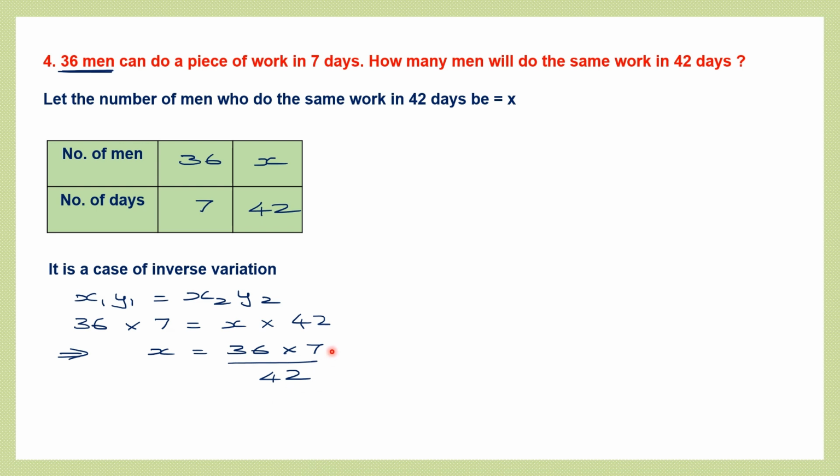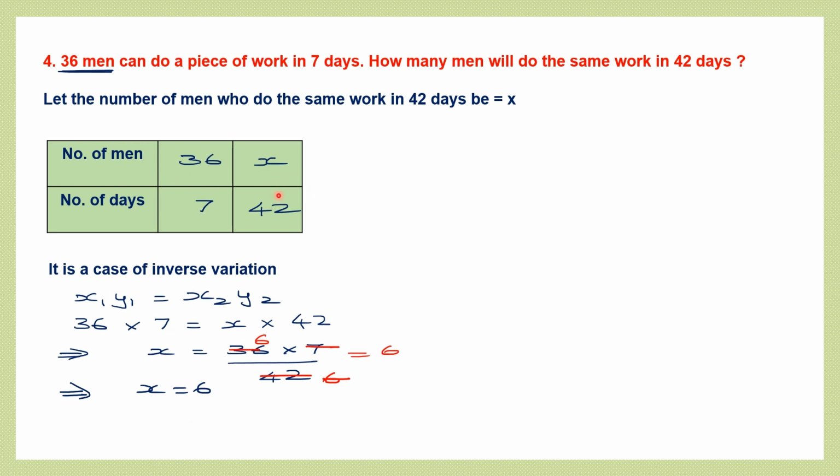Now let's cancel. We can cancel 7 and 42. 7 sixes are 42. We can cancel 6 and 36. 6 sixes are 36. So now we have only 6 left here. That means we have found the value of X, and X is equal to 6. And what is X? X is the number of men.